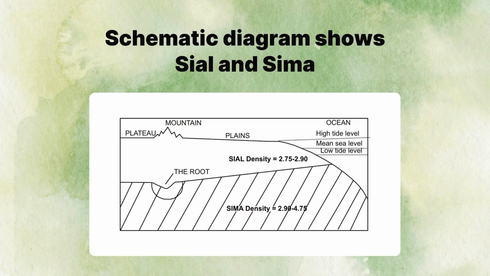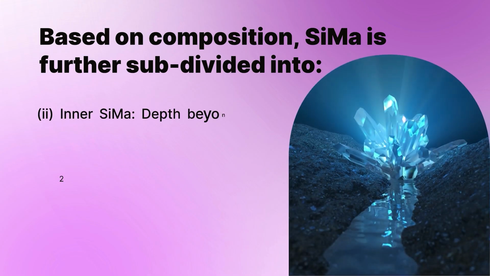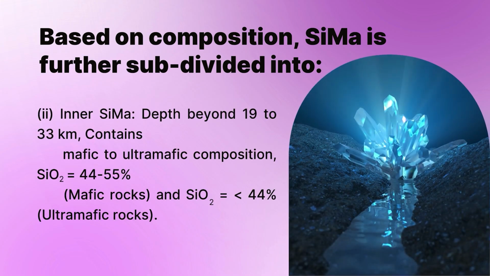gram per centimeter cube. Based on composition, sima is further subdivided into outer sima, which is around 19 kilometers and contains intermediate composition. SiO2 varies from 55 to 65%. Inner sima, at depth beyond 19 to 33 kilometers, contains mafic to ultramafic composition. SiO2 percent varies from 44 to 55% in mafic rocks, and SiO2 is less than 44% in case of ultramafic rocks.